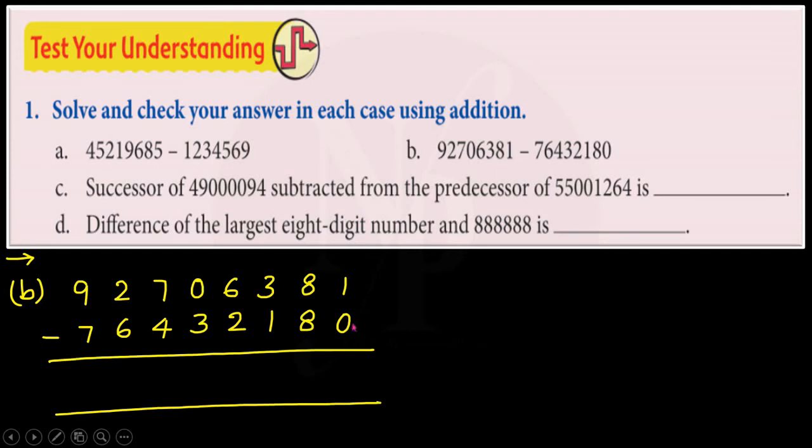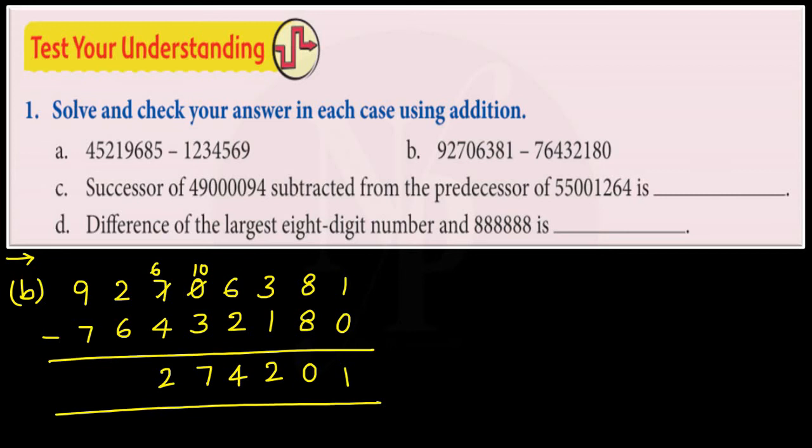Now let us subtract from 1's place. Subtracting 0 from 1 you get 1. Write down 1 in 1's place. And subtracting 8 from 8 you get 0. Subtracting 1 from 3 you get 2. Subtracting 2 from 6 you get 4. Subtracting 3 from 0 is not possible, we have to regroup. Make this 6, and now this will become 10. Subtract 3 from 10 you get 7. Subtracting 4 from 6 you get 2.